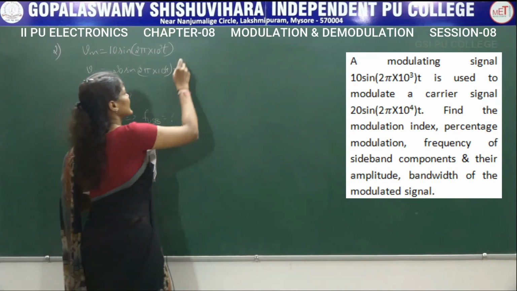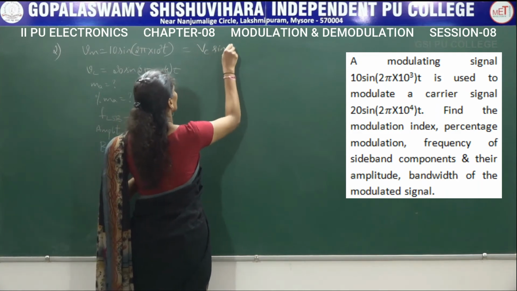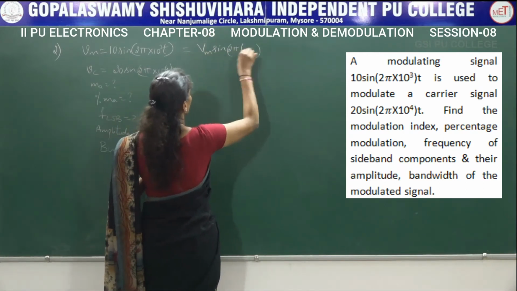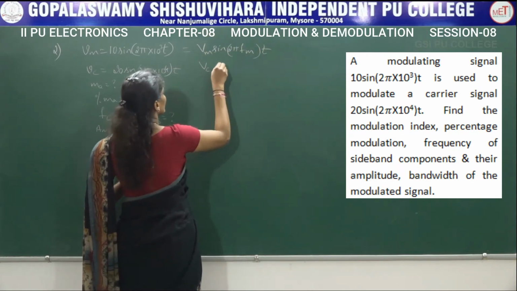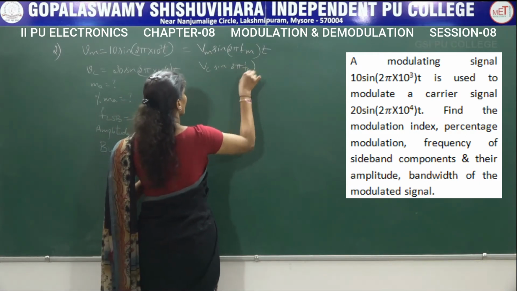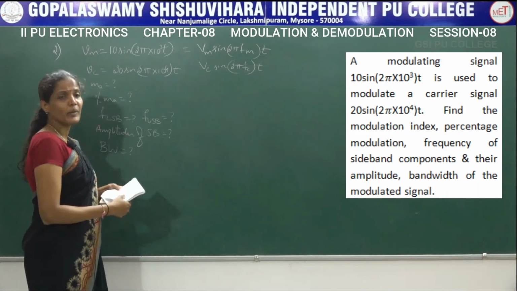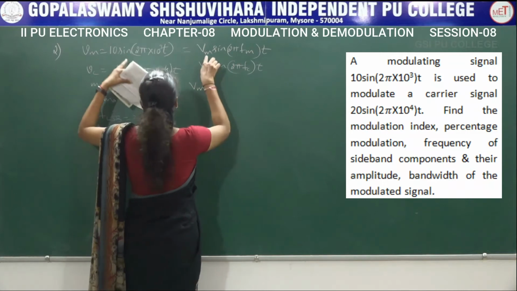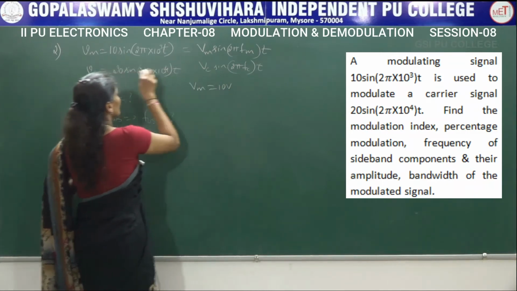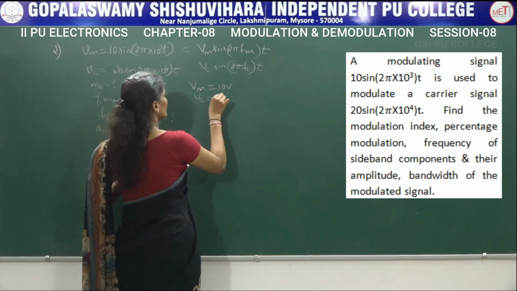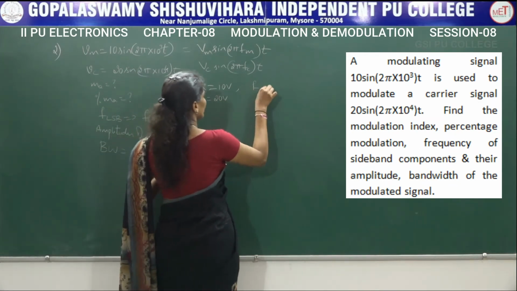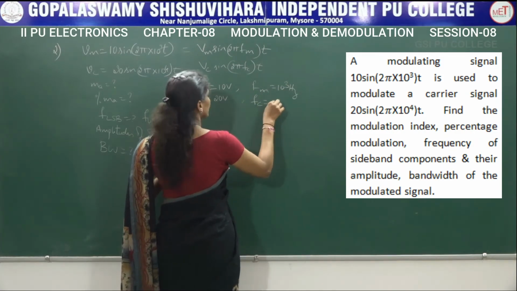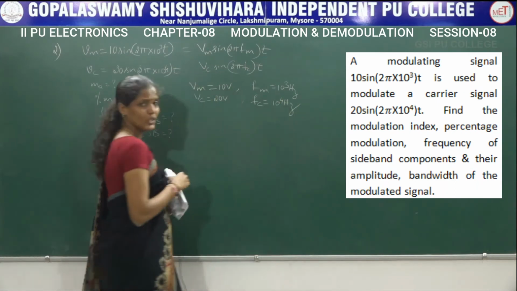So we know that this is nothing but Vm sine 2 pi Fm t, and this is Vc sine 2 pi Fc t. When you compare these two equations, we can clearly write that Vm value is equal to 10 volts, Vc value is equal to 20 volts, and Fm is 10 to the power of 3 hertz, whereas Fc is 10 to the power of 4 hertz.